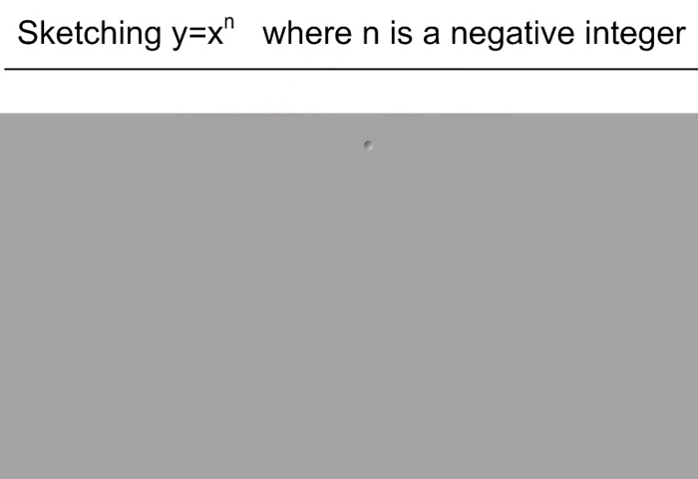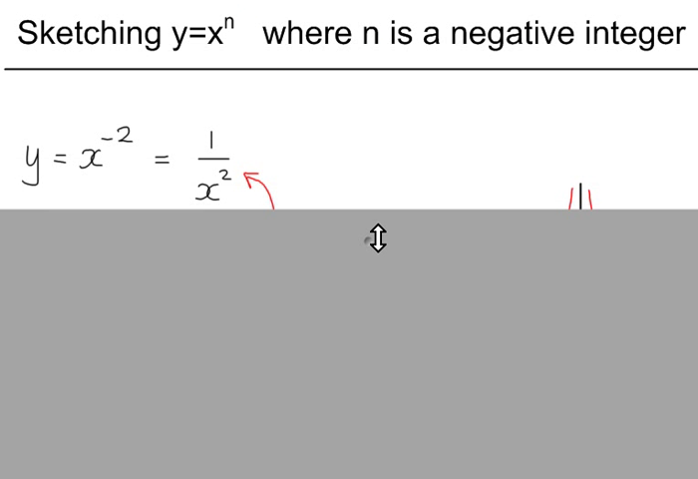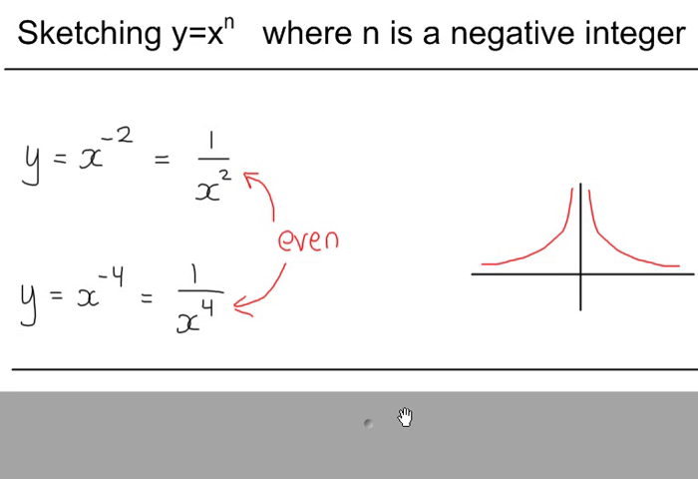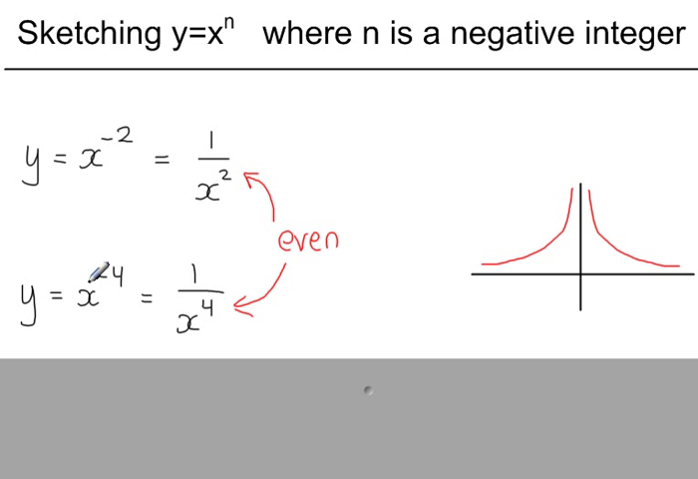Okay, moving on. Sketching graphs of the form y is equal to x to the power of n, where n, the power there, is some negative whole number, a negative integer. So for instance y equals x to the power of minus 2, that's a negative integer, which is the same as 1 over x squared. Or y equals x to the power of minus 4, which is 1 over x to the power of 4. So these numbers are even, and this is the sort of graph that you get. This is the general shape.